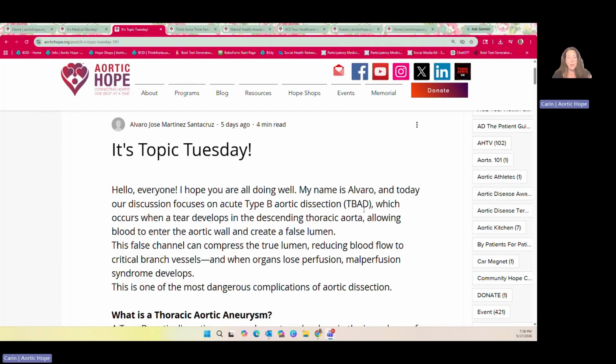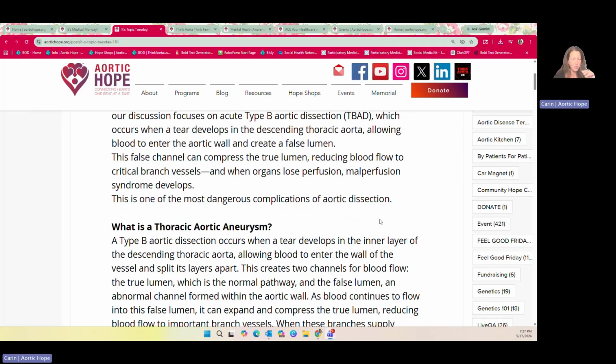That's one of the most dangerous complications of a type B, because think about the descending aorta. Now you have covered your brain and your arms with the branches on the arch. This is taking care of pretty much everything else. You've got renal arteries and femoral arteries. So you're dealing with your intestines, your stomach, all your organs, kidneys, it's all being fed from arteries off of the aorta. So let's talk again about what a type B dissection is.